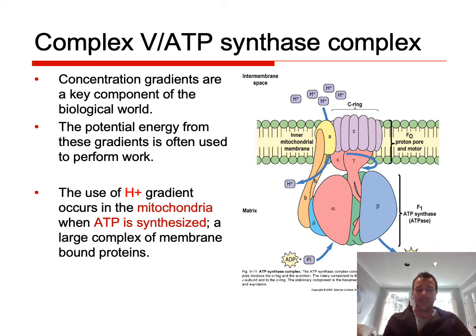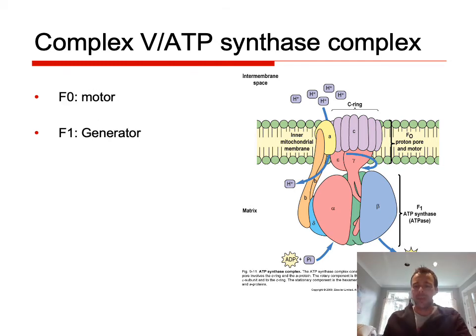ATP synthase is a large complex of membrane-bound proteins. You can think about ATP synthase as a motor generator complex, where F0 is the motor and F1 is the generator component. The F0 sits in the membrane, whereas F1 is in the matrix component.